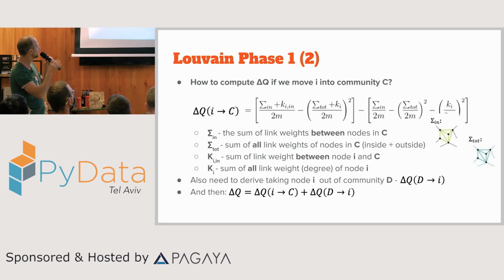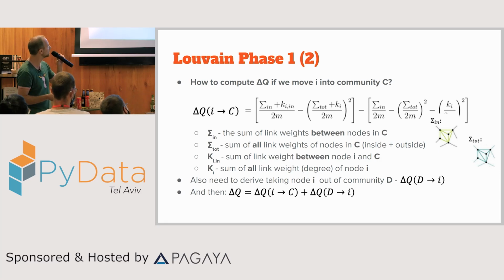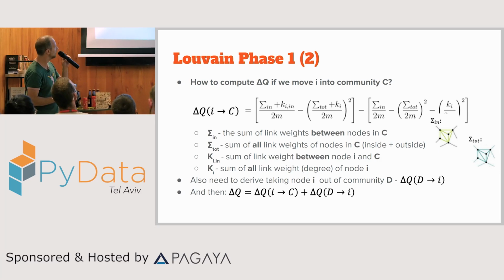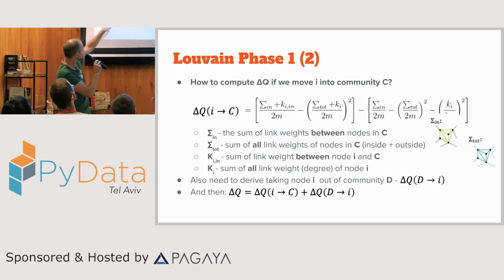So this is quite a difficult formula. I don't want to explain it all. I just want to explain the idea of it. The delta Q, when we move node I into community C, is the modularity after, minus the modularity before. And then we do this part.